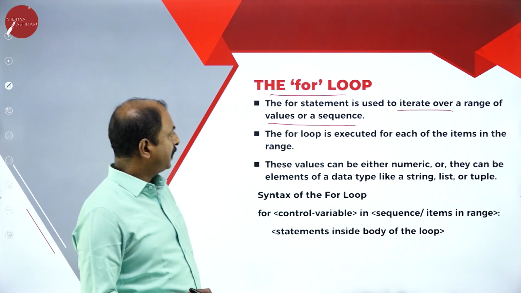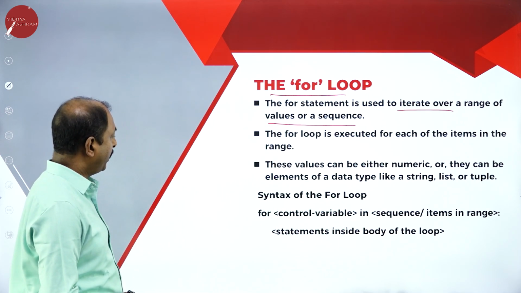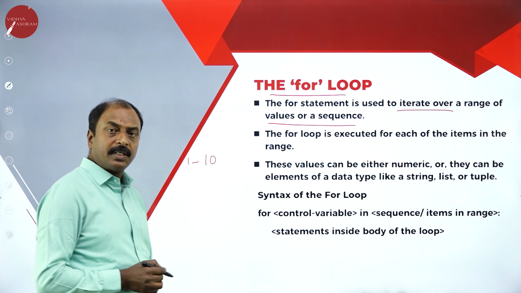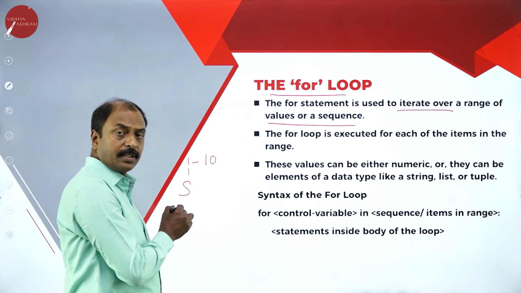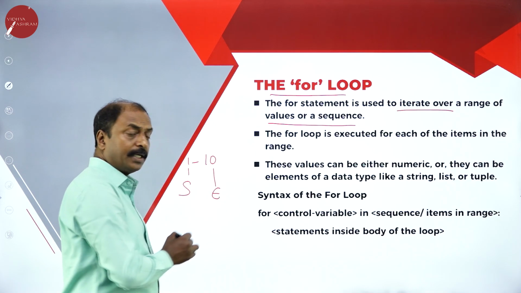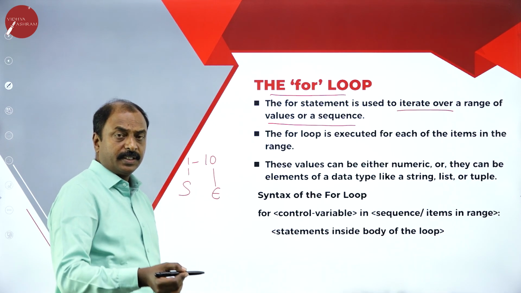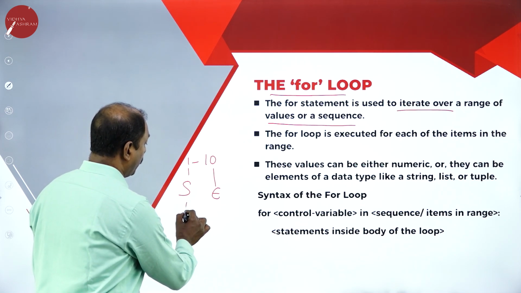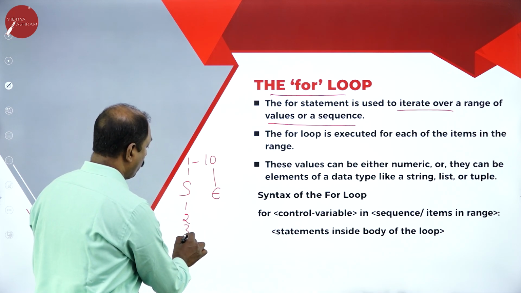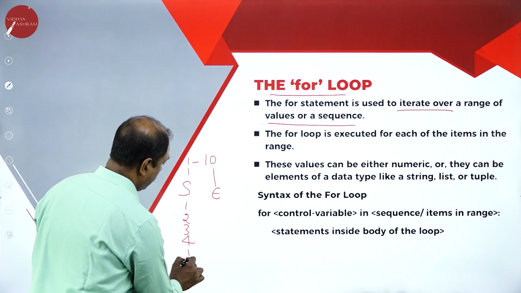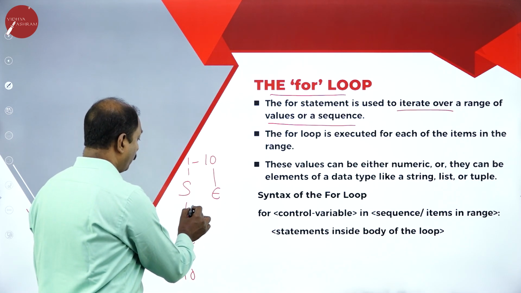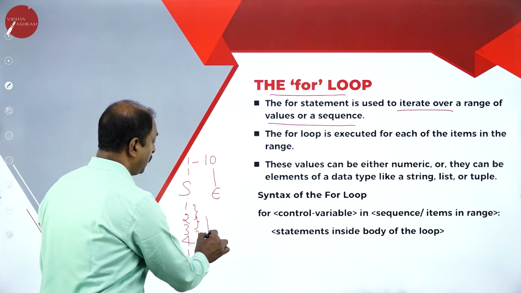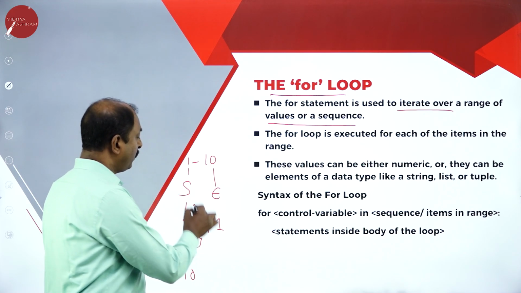For example, in general, suppose I want to print numbers from 1 to 10. Here 1 is your starting number, and this is your last number or ending number, and in between, after 1, I would like to print 2, 3, 4 up to 10. So after 1 it is 1 plus 1 is 2, 2 plus 1 is 3, 3 plus 1 is 4. So there is a difference of plus 1 between these two numbers.